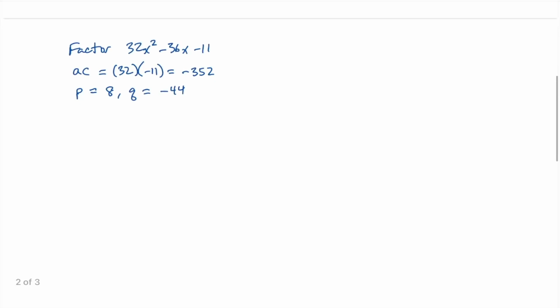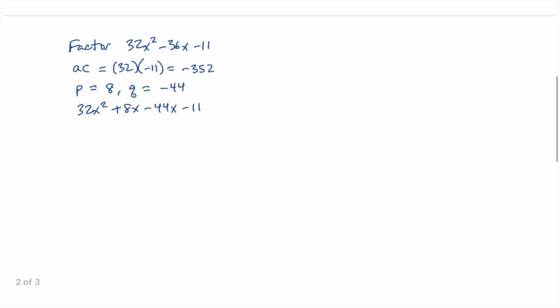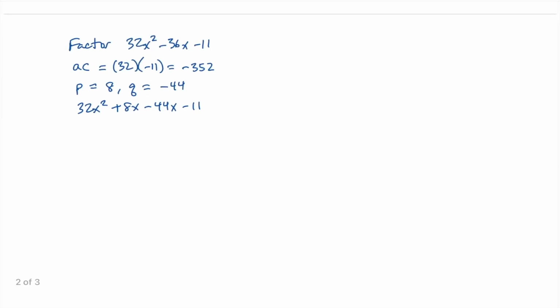So we can rewrite this as 32x squared plus px, so plus 8x minus 44x minus 11. This is still equivalent to our original problem. Our greatest common factor of 32x squared plus 8x is going to be 8x.